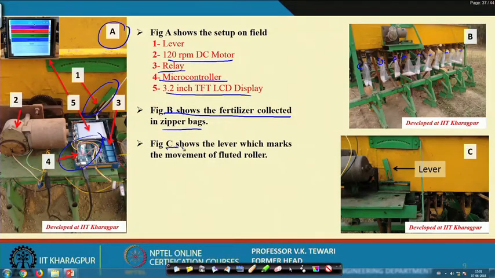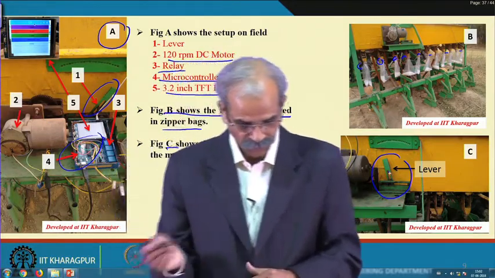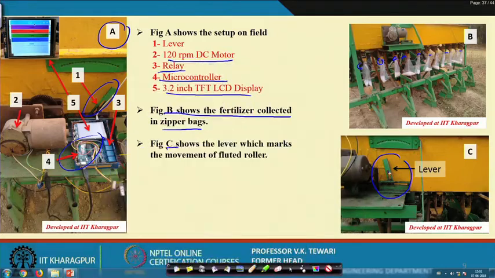Figure C shows the lever which marks the movement of the fluted roller. So, this is the lever. I have shown you the lever in the previous figure also, but this is the lever. This lever will move. When we show a video, you will see how it moves. So, we will move to the next and have a look at the field testing.